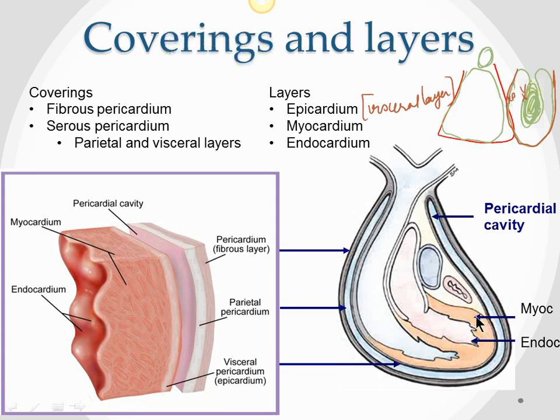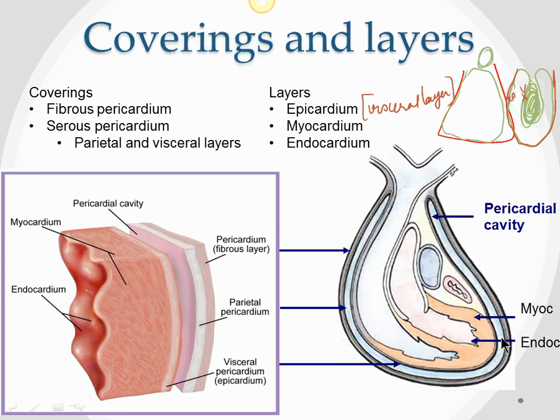This is called myocardium. I apologize. This is myocardium. And the innermost layer of the heart, which lines the cavities of the chambers and becomes continuous with the blood vessels, this innermost layer is known as endocardium. Okay? So from outside in, first is epicardium.